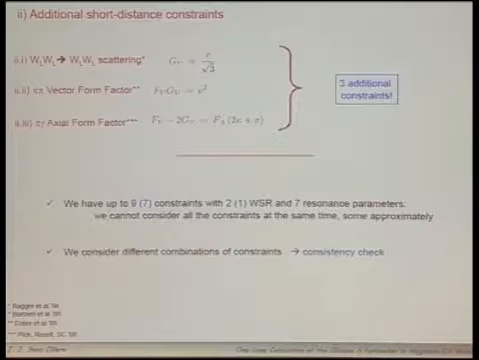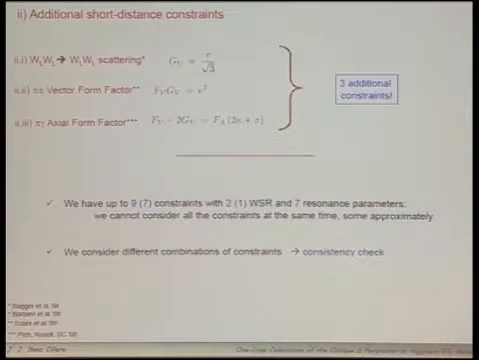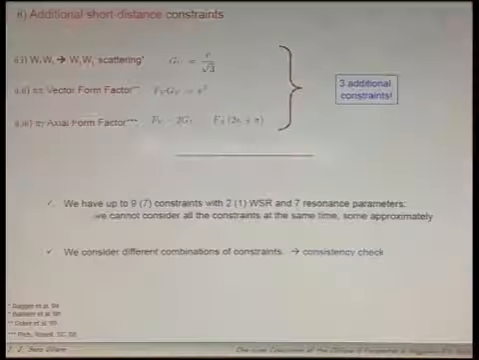So if we now count all the constraints that we are able to gather, well, we can gather up to 9 or 7 constraints depending on whether you take 2 Weinberg sum rules or just 1 in your hypothesis. And in principle, it's not possible to fulfill all the constraints at the same time, because remember that we are also cutting the tower of resonances, so it's impossible to really fulfill everything exactly. So what we do is we play with sets of constraints, and we check that the other constraints are approximately fulfilled, and that the outcomes that come from the different analyses are consistent with each other.